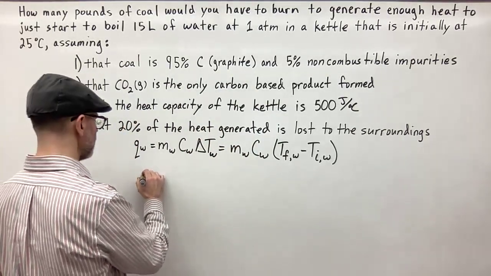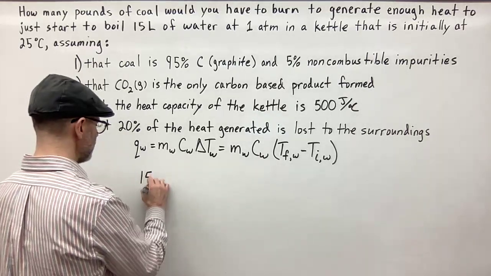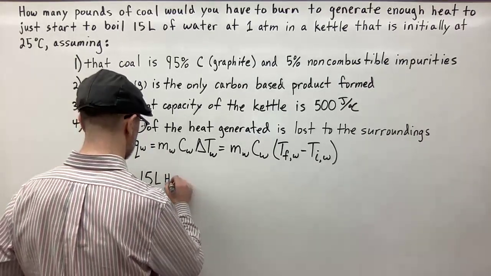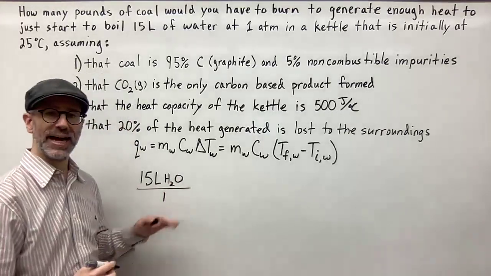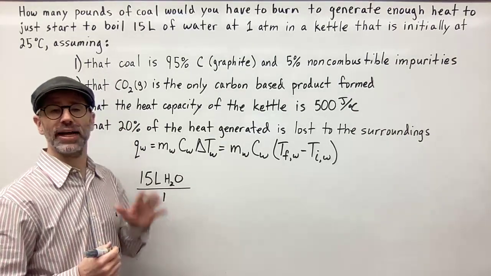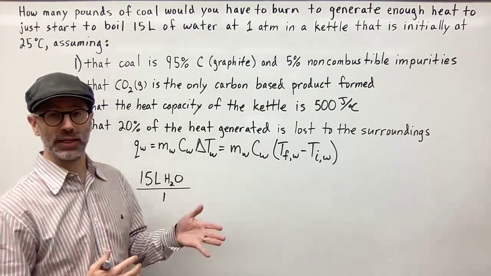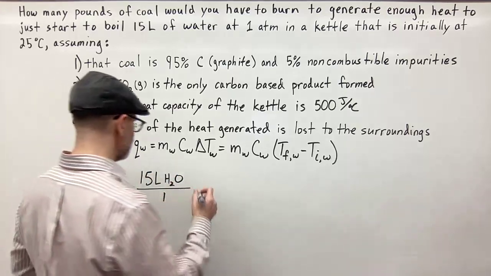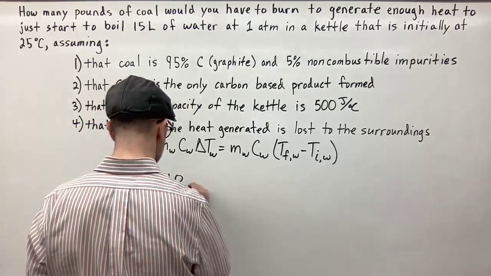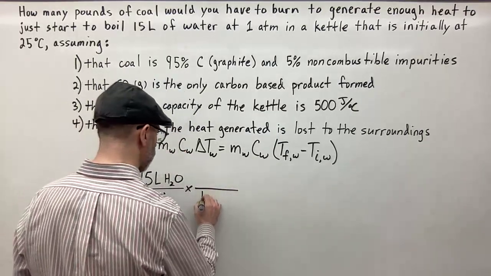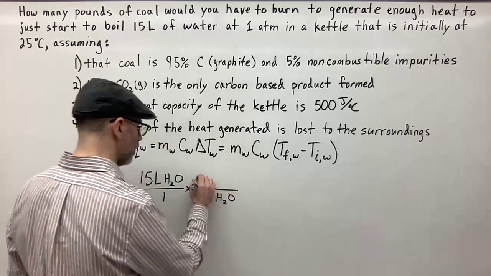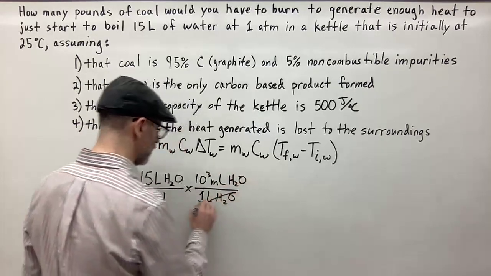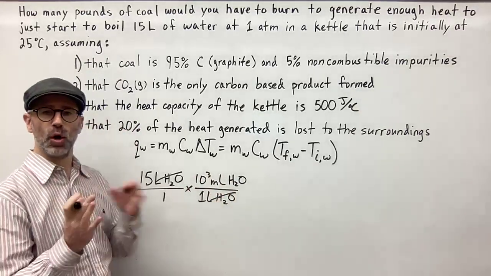So we need to figure out the mass of the water. Let's start with 15 liters of H2O. We're going to want to convert that to mass. We're going to have to use the density of water, which you should know is 1 gram per 1 milliliter at 1 atmosphere and 25 degrees. So we're going to use that as the density of water. We have to first convert this to milliliters. So 1 liter of water on the bottom, 1,000 milliliters of water on top. Liters cancel out. Now I have milliliters. Now I can use the 1-to-1.